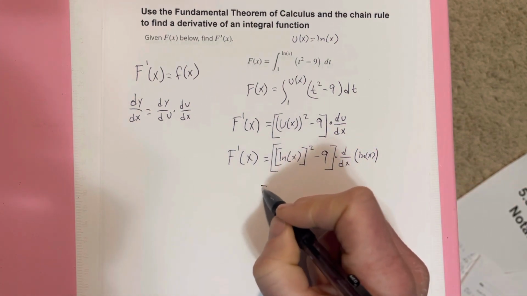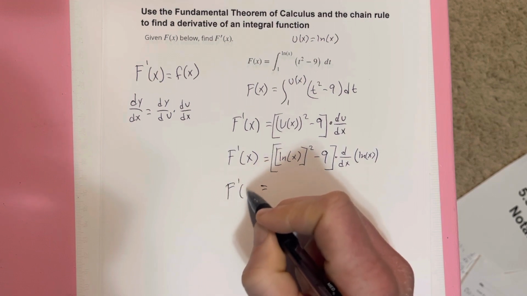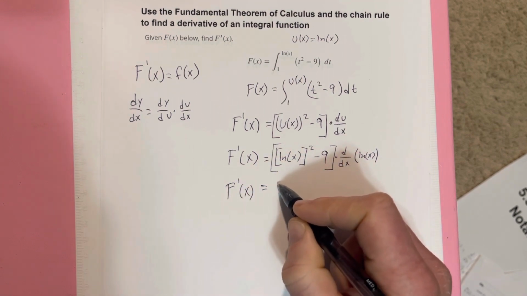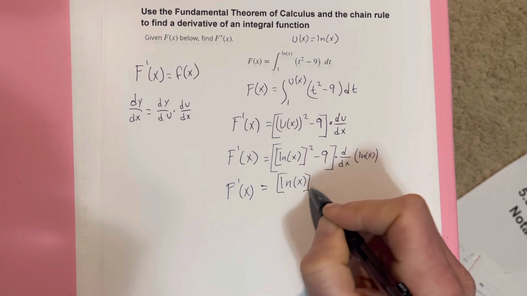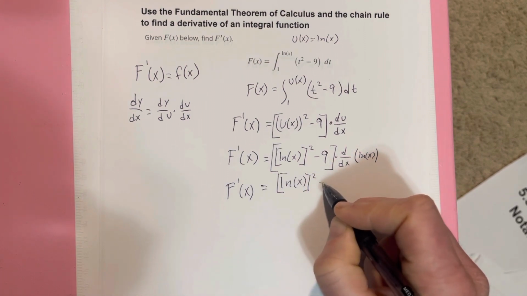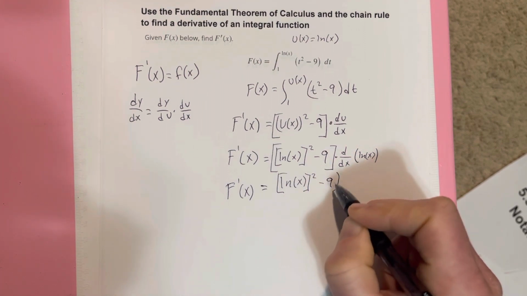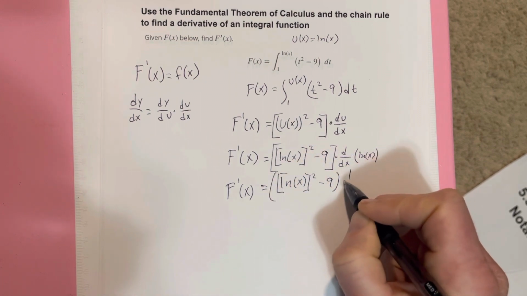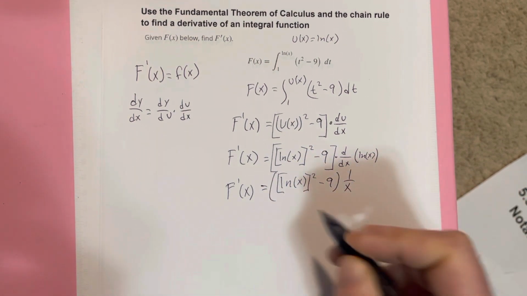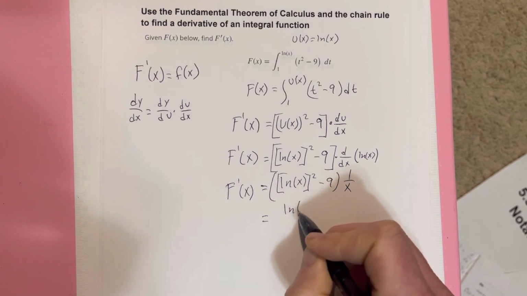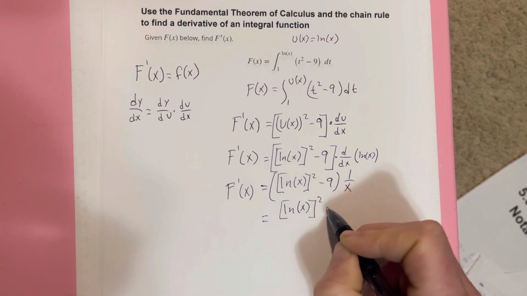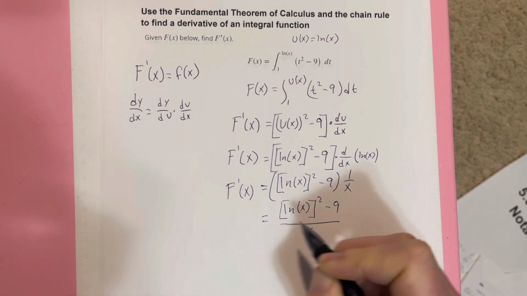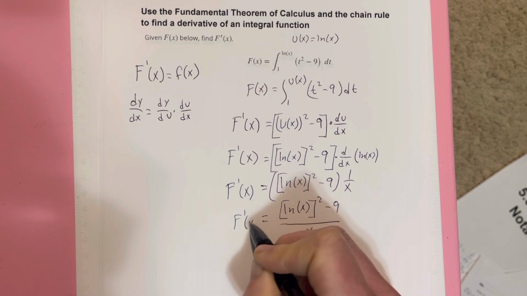So this would be equal to natural log x squared minus 9, and then this all would be times 1 over x. So then I end up with natural log of x squared minus 9, divided by x, which is what f prime of x is.